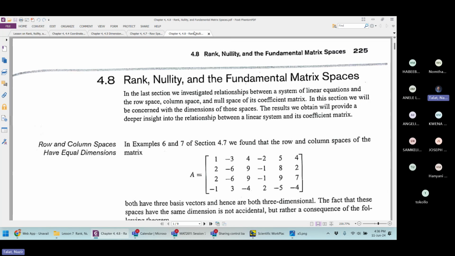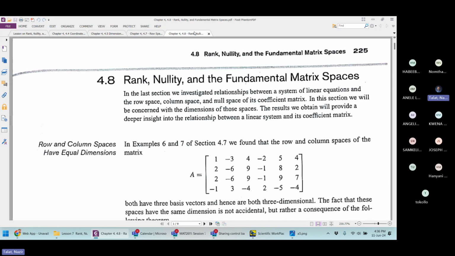Rank actually tells us how many rows in echelon form are non-zero, because echelon form always gives us how many rows are non-zero, which are independent of each other. So the number of non-zero rows, if they are independent, generates the vector space, and those are the basis. And the number of non-zero rows which generates the column space is called the rank, because the rank is also the number of non-zero rows in echelon form.